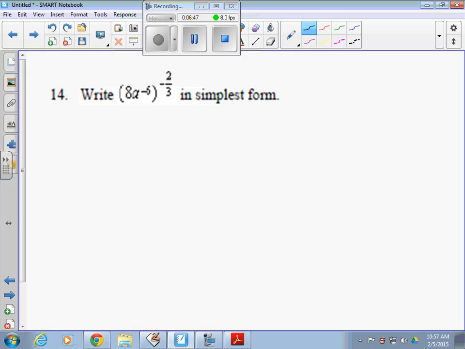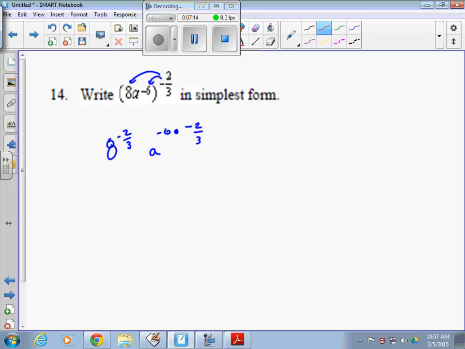14 says to write this one in simplest form. You're raising a power to a power now. Now 8 is being raised to the negative 2/3 power. You have to make sure to distribute it to the 8. So now you have 8 to the negative 2/3 and a to the negative 6 to the negative 2/3. This is when you multiply it. Anytime you raise a power to a power, you multiply it times negative 2/3.